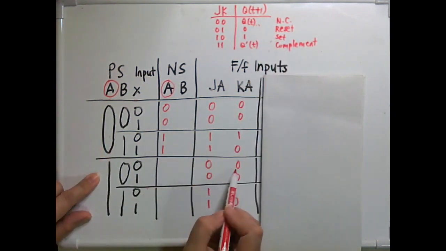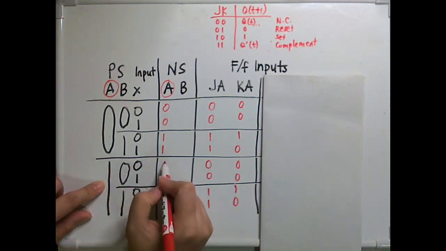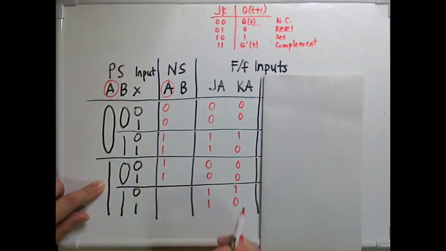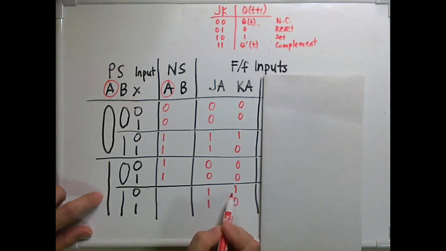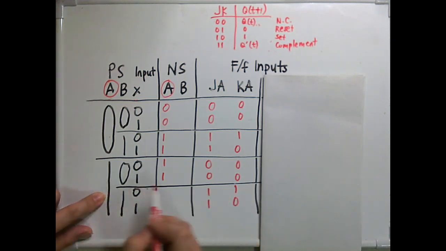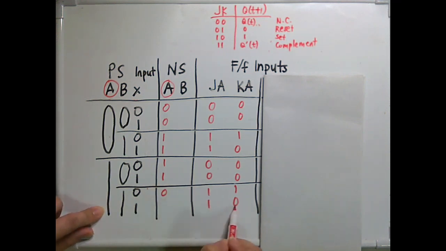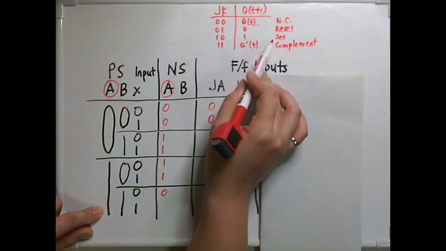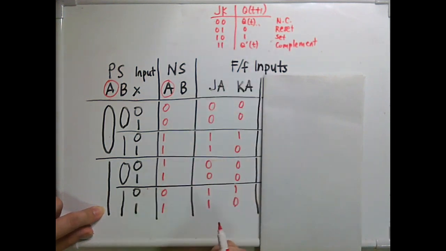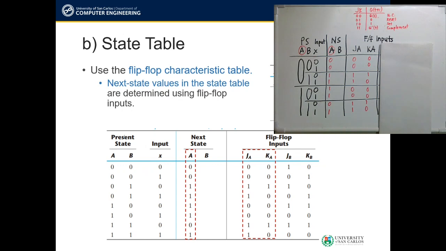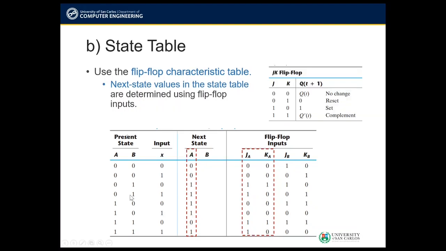Next, 0, 0 is no change, so we just follow the present state values. 1, 1 is complement, so 1 here from the present state becomes a 0 on the next state. And finally, 1, 0 for JK is set, so that means this is 1. To briefly check our inputs, we have 0, 0, okay. Once the next state for A is complete, we are now ready for flip-flop B.